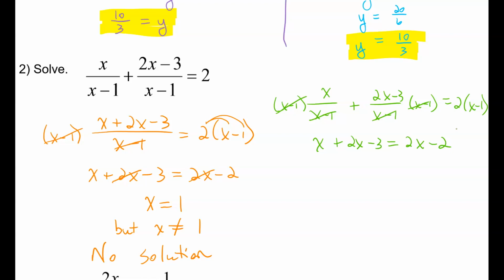Yes? So in the first one, how did you know the first step was to multiply by x minus 1? Because you're going to look at the least common denominator of the whole equation. We only have x minus 1, so that's going to be the least common denominator. Oh, okay, thank you.